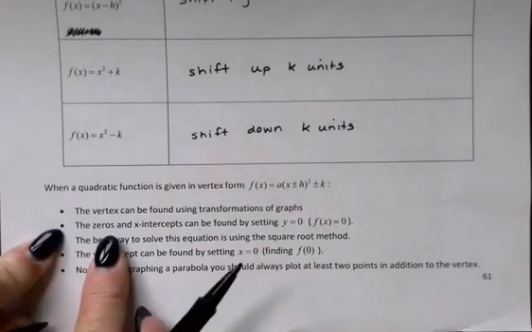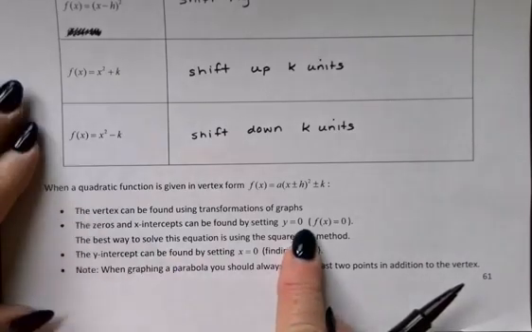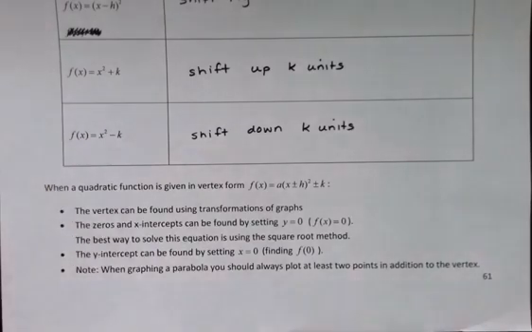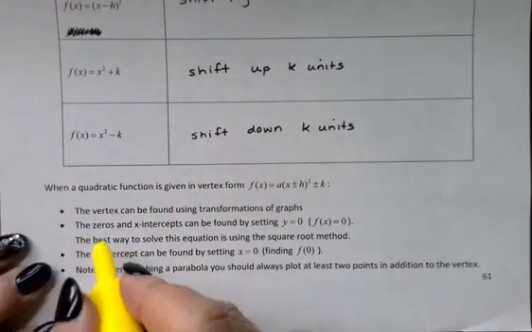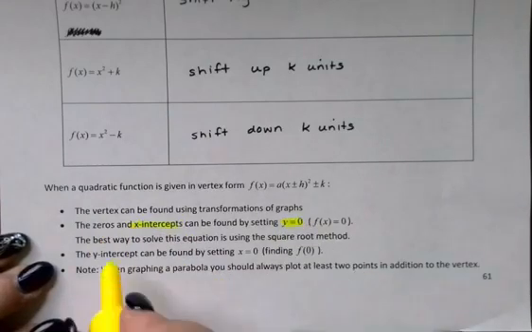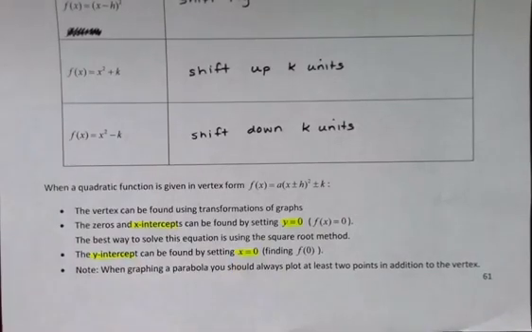Additionally, if we would like to find zeros or x-intercepts, we can do that simply by setting y equal to 0. Typically, the square root method is going to be the easiest way for us to solve those equations. And then the y-intercept we get by setting x equal to 0. Notice, here it is again, we've seen this before, but x-intercepts are always y equal to 0. Y-intercepts are x equals 0. It's always the opposite variable that you set equal to 0.